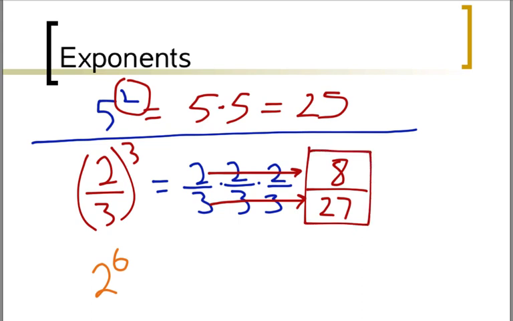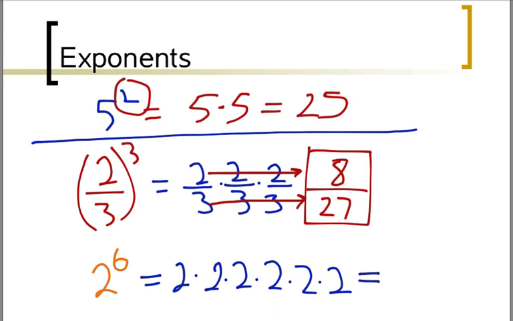And then finally we've got 2 to the 6th. So what that means is you write 2 6 times, and then you multiply 2 times 2 times 2 times 2 times 2 and times 2 again, and you'll end up with 64. Okay, so that's all it is, expanding it and then actually doing the multiplication as many times as the number is spread out.